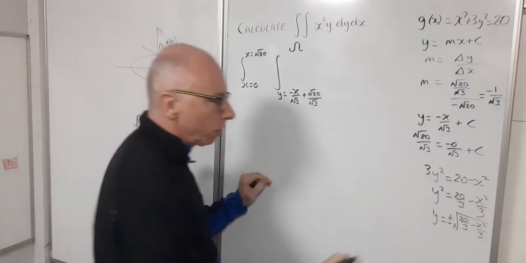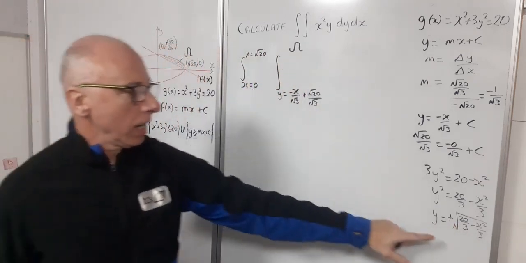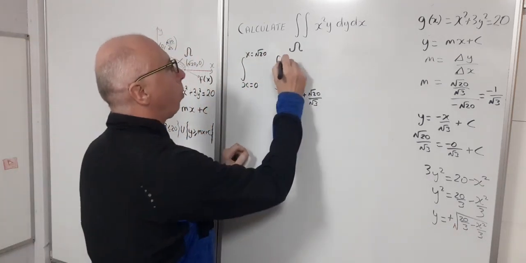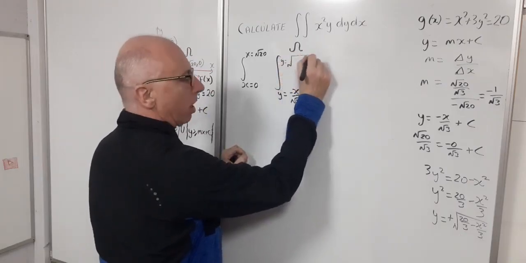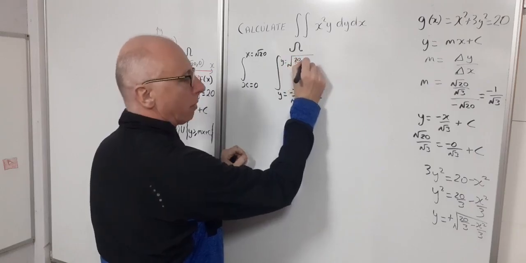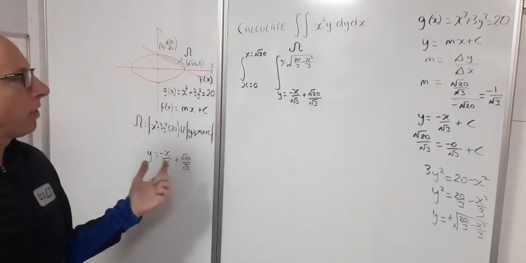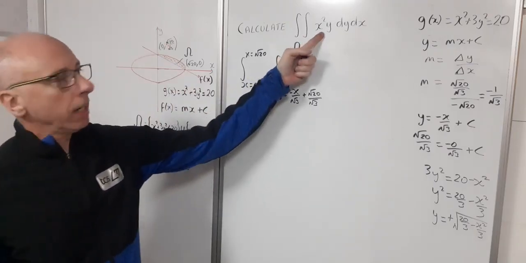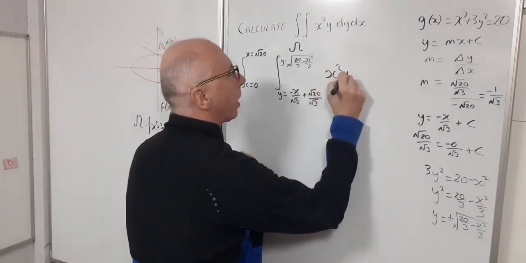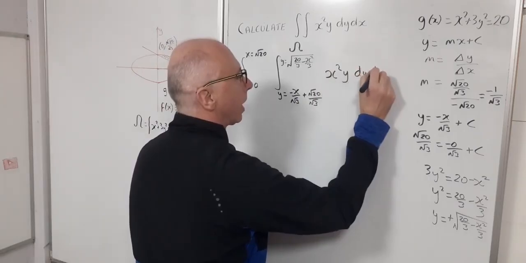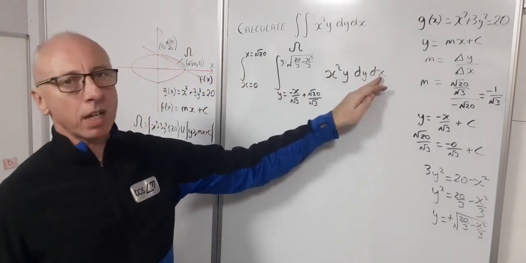So the negative version we don't need, so we can take that one out. So now we can write our upper bound as this radical here, y equals the square root of 20 over 3 minus x squared over 3. Now they're awkward looking bounds of integration, but as our integrand here is x squared y, I'm sure we can handle it just fine. So x squared y, and then dy dx. So this is our setup in regards to normalising with the x-axis.